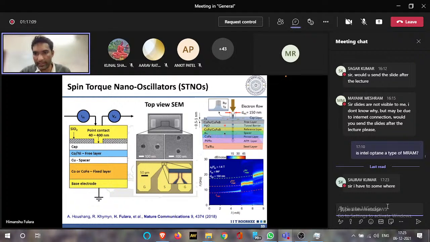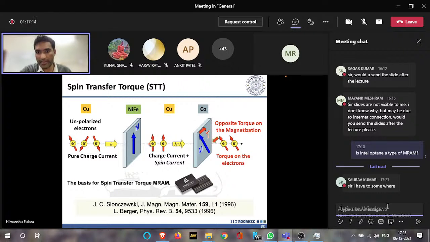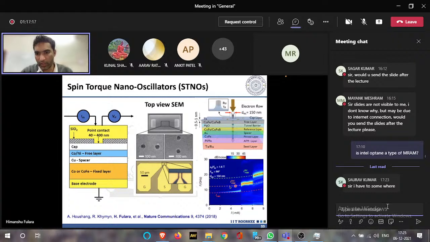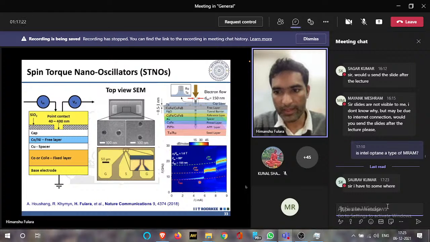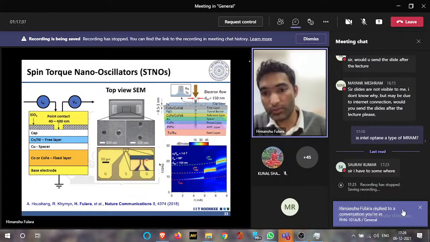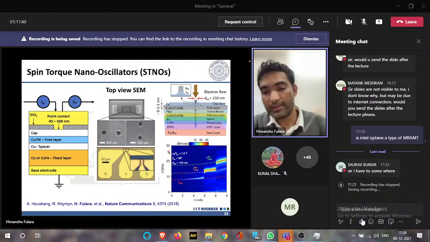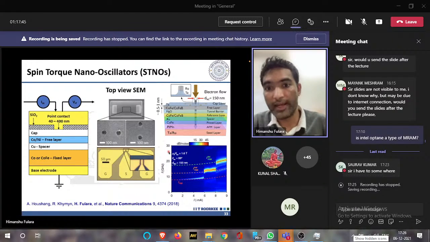And then when we measure the microwave signal of this device, with this steady state precession, we observe a microwave signal of about 10 to 30 gigahertz at a current of, if you look at this, hardly less than 6 milliampere. So this is how this spin polarized current is used to excite or generate such a high frequency or high quality microwave signal at nanoscale.